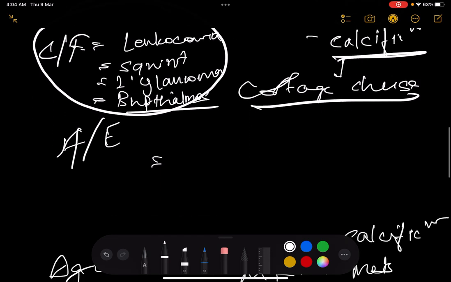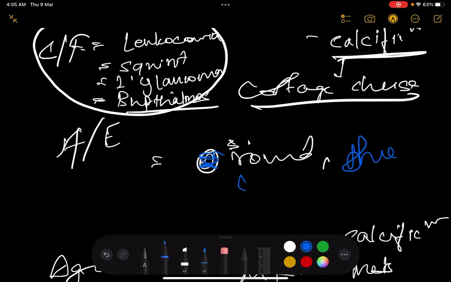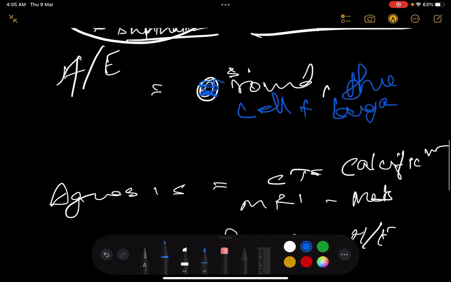What about the H&E of this entire thing? It can come as an H&E. Actually, they are small, round, blue cells, plus large nuclei. And they have some very important points. One is the Homer Wright rosette.